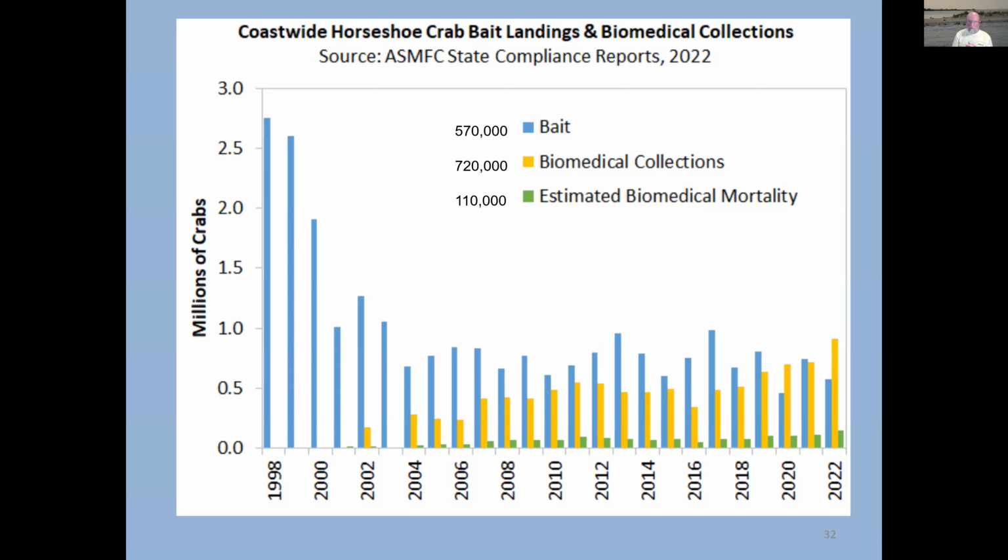Those were all killed. About 700,000 were taken for biomedical use, of which about 110,000 were estimated to die. So still about 1 million crabs being removed from that population. But you can see now that the medical use, the yellow bar, is much more valuable than the bait use, and more crabs are being taken for medical use than for bait.